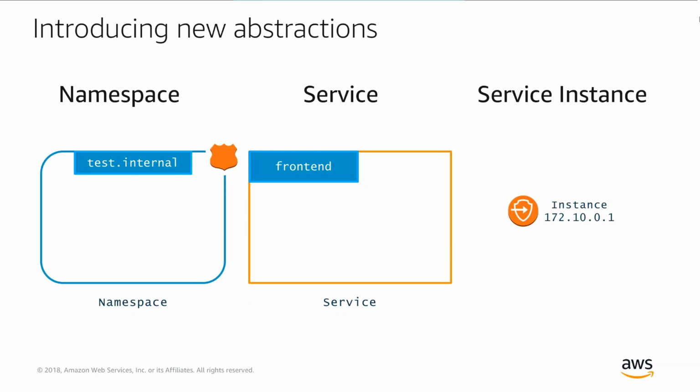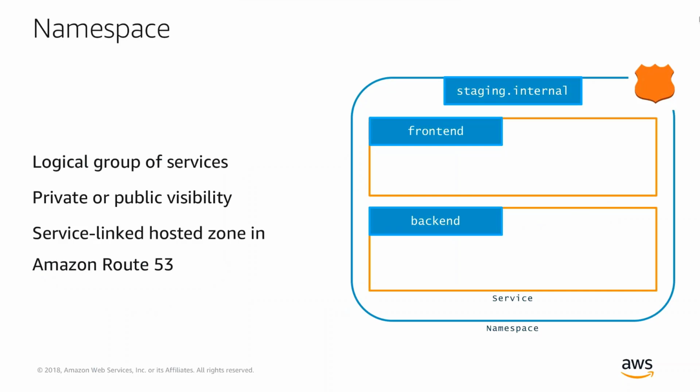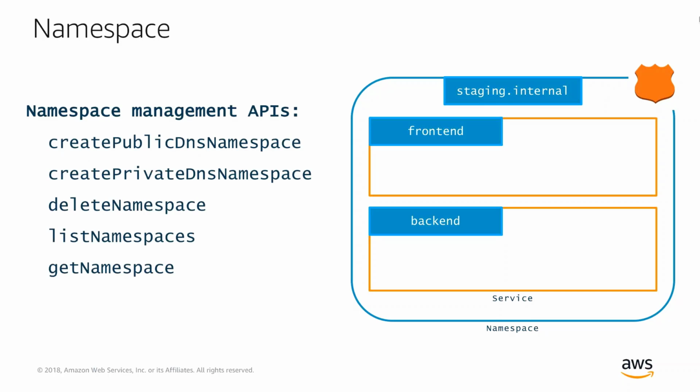So just to sort of diagram how they all fit together, you have the staging internal namespace on the outside. Within that namespace, you have multiple different services. And then within the service, you have multiple different service instances. There's a number of different APIs that you can use to manage the different resources on your service registry.